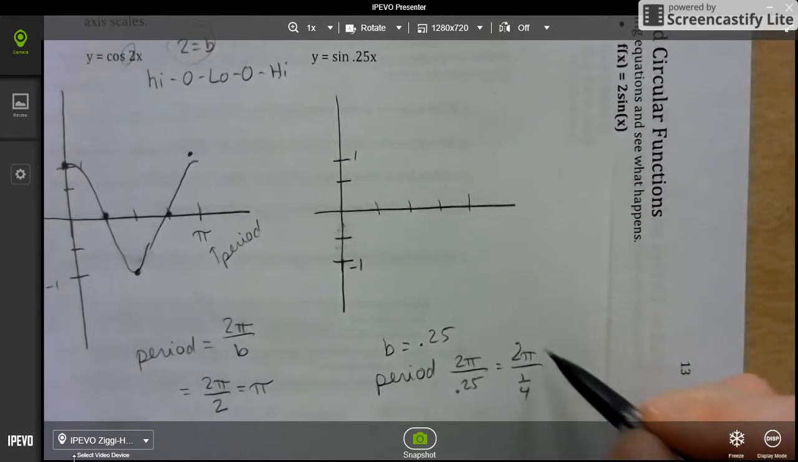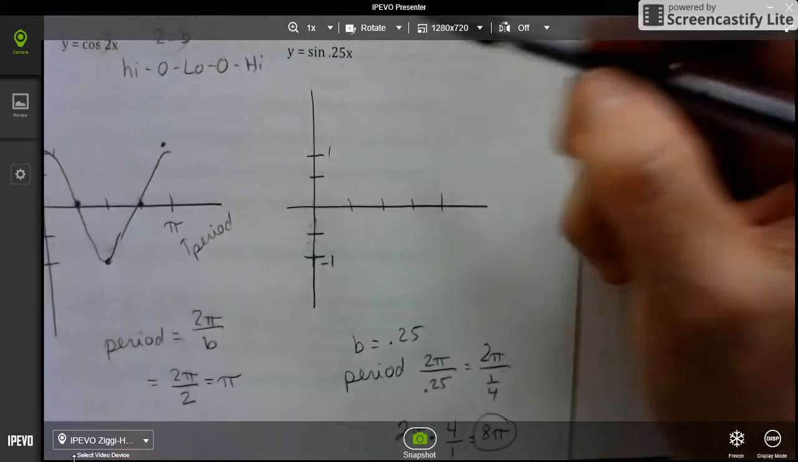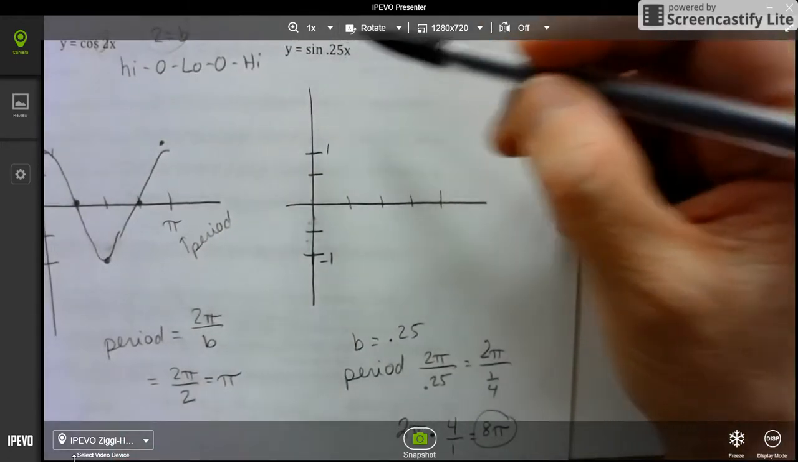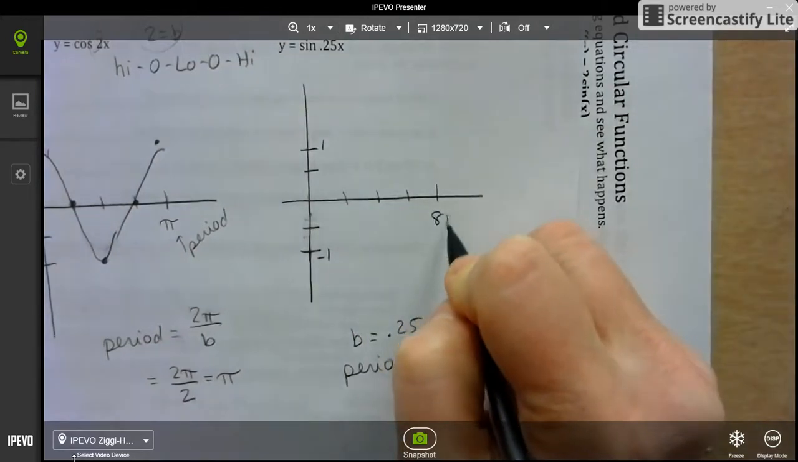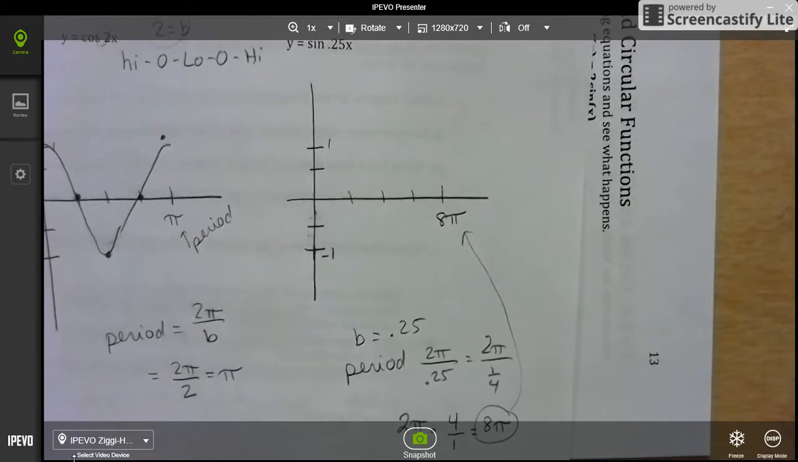How do we undo division of fractions? We keep it, change to multiplication, and then flip it over, meaning we multiply by the reciprocal. And that means 8 pi is my period. This is a really slow curve. Okay, it's 1/4, so it slowed it down. So this 8 pi becomes my ending point here on my graph.